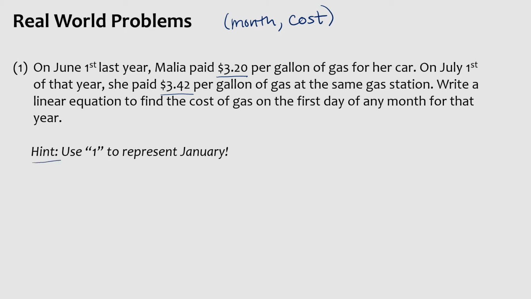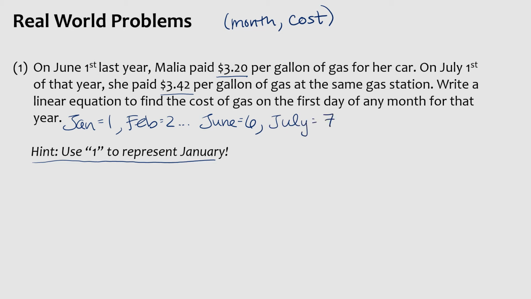So, oh, look at this hint: use 1 to represent January. Okay, if I turn months of the year into numbers, if January is 1, that means February is 2, and so on, so June is the 6th month and July is the 7th month. If I convert the months into numbers, now I have 2 number values.